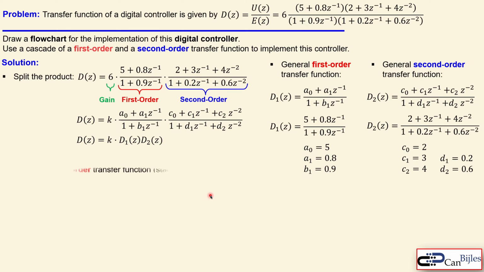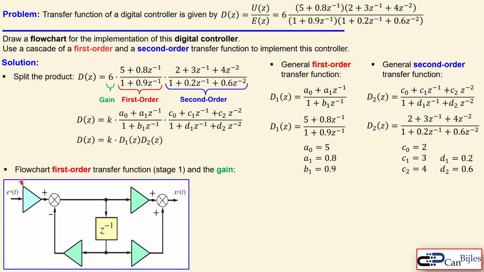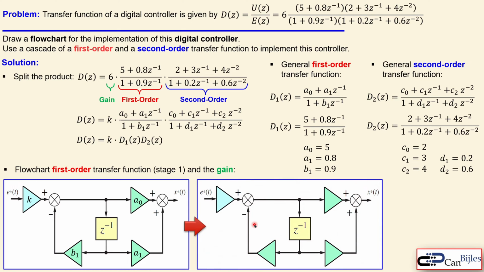So the only thing is we need to now look at the flowchart. The flowchart of the first order transfer function, the stage 1 and the gain together, is given by this flowchart in general. You see the gain part, and this is specifically the first order flowchart. We have here the A0, the A1 and B1, and we have the gain which is called K. Now when you convert this using the values here and also the K, which is actually 6, we can bring all the numbers here, which are 6, 5, 0.8 and 0.9. And again this z to the power minus 1 is a delay element, and that delay element depends on the sampling period. So if you have a sampling frequency, let's say 1 megahertz, then your sampling period is 1 over that 1 megahertz, which will be 1 microsecond.